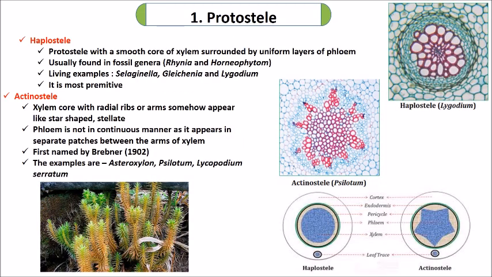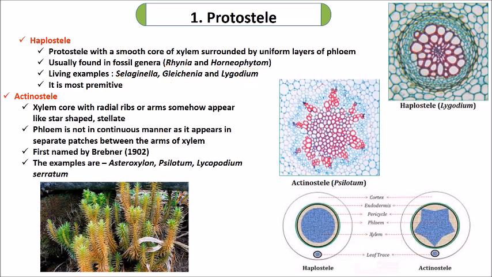Now let's describe the haplostele: how it looks and what its basic characters are. For haplostele, the examples are Selaginella, Gleichenia and Lygodium, and this kind of stele is also found in fossil genera like Horneophyton. In protostele, it is a smooth core of xylem surrounded by phloem, and it is a uniform layer.